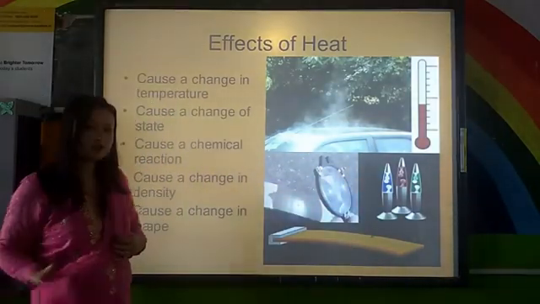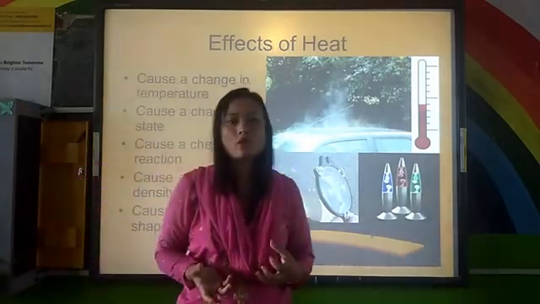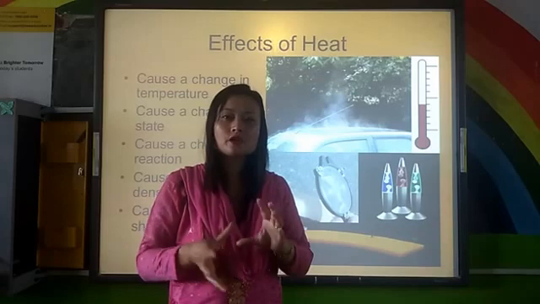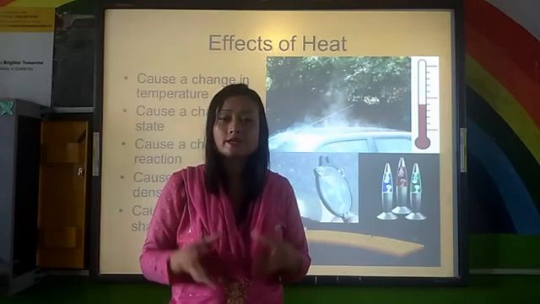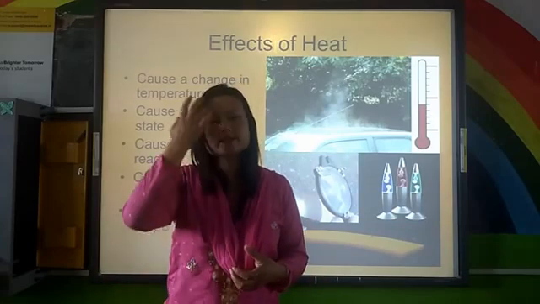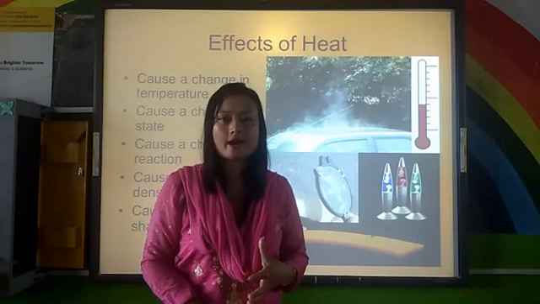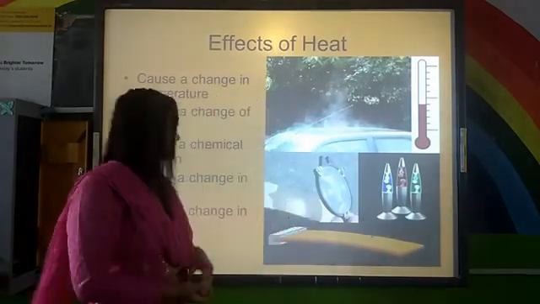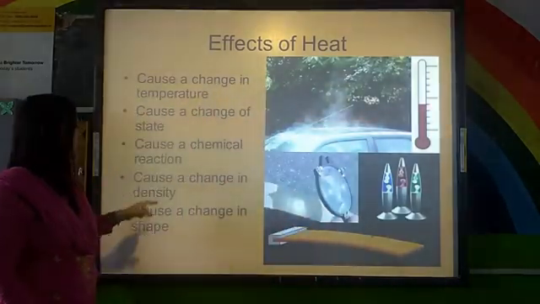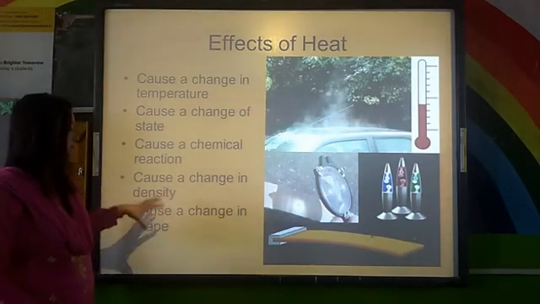Change of chemical reaction, in some chemical reactions heat is required. So during a chemical reaction, if heat is supplied, the reaction takes place faster, isn't it? And it's mandatory to provide heat for some chemical reactions. Okay, and then another one is cause or change in density. So this one we will discuss more in detail.